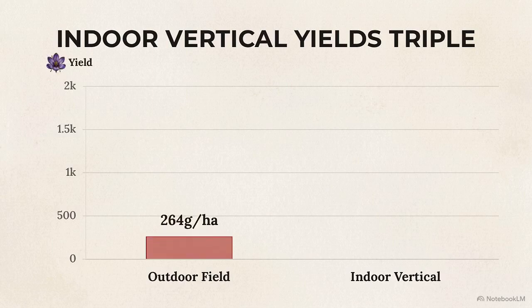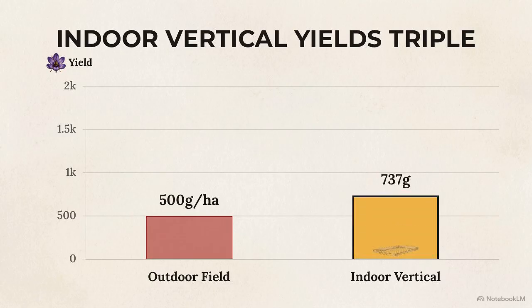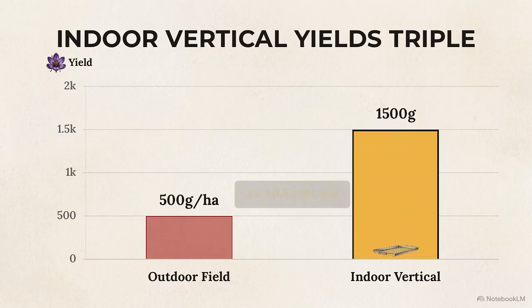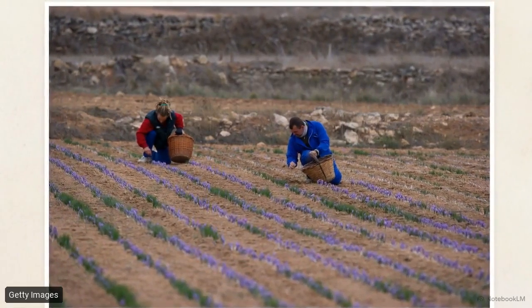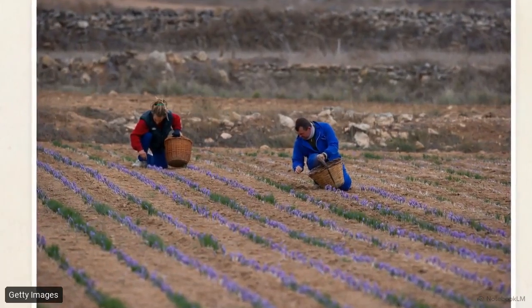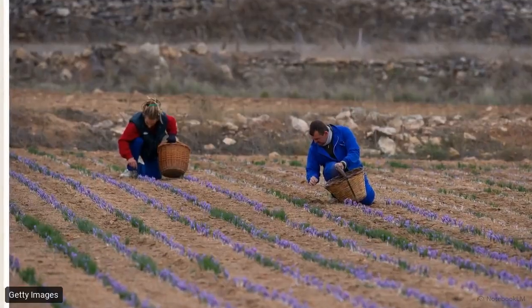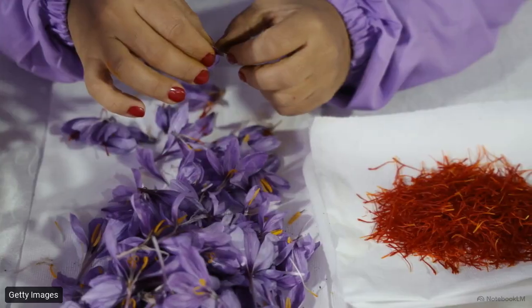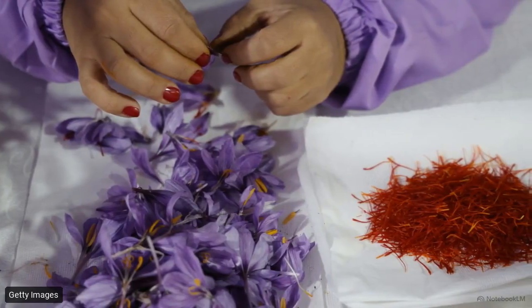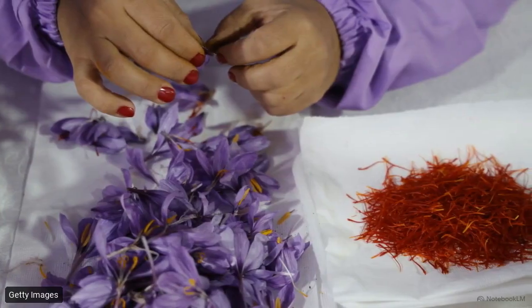Traditional outdoor agriculture produces approximately 500 grams of saffron per hectare. However, in an optimized indoor vertical environment, that yield increases to a 1,500-gram equivalent. Outdoor production is limited by environmental volatility and the heavy manual labor required to harvest across expansive, arid fields. Moving indoors also increases the concentration of the plant's essential phytochemicals.